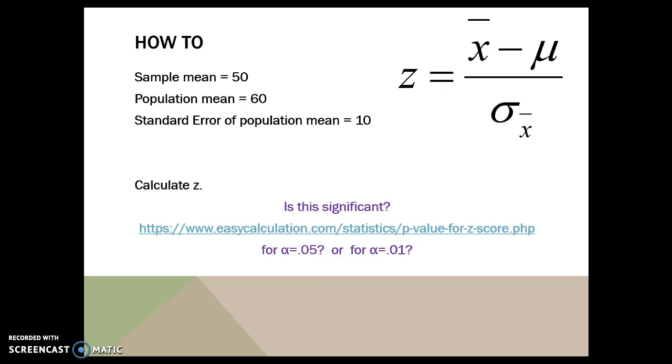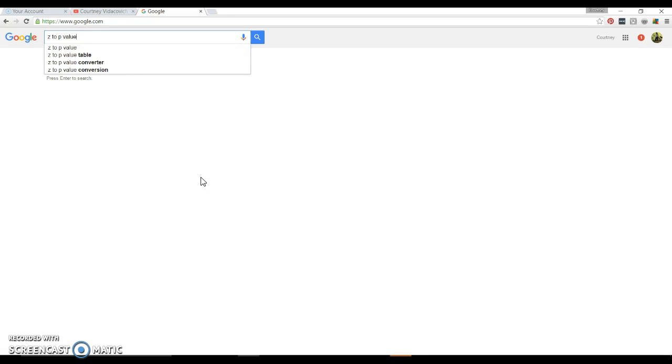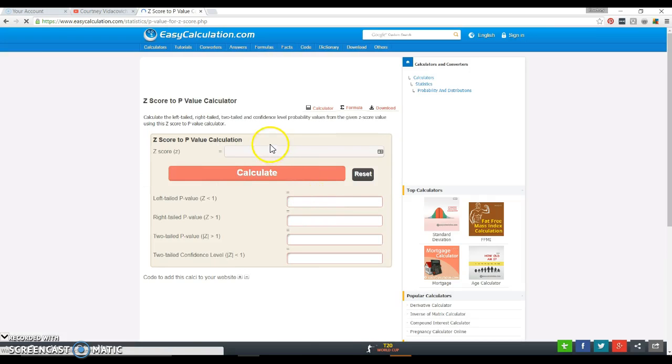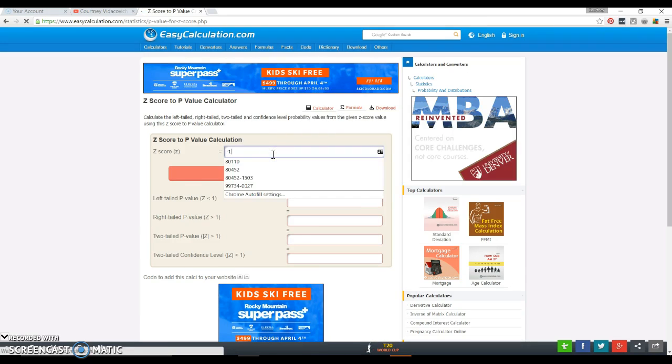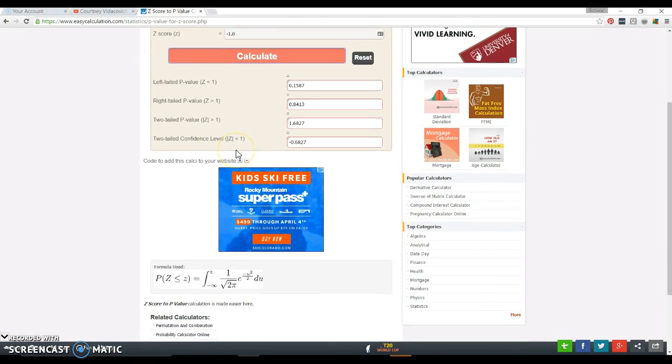So I'm going to change my z value to a p value. I'm going to go to Google, and I'm literally going to type in z to p value. I have a lot of different options. I like easy calculation because it does a lot of different things and it looks the same for all of them. So we're going to click on this one. And I'm going to type in my z-score of -1 and calculate. And I have some options.